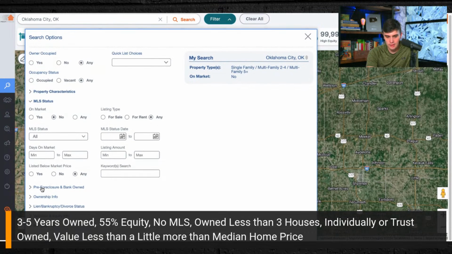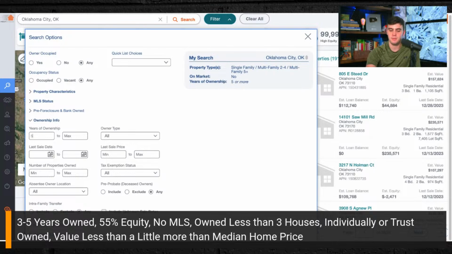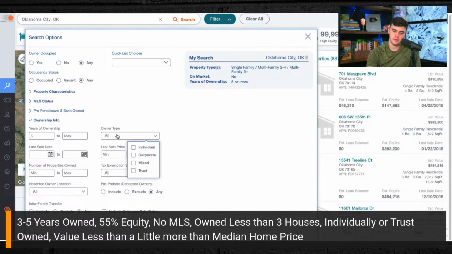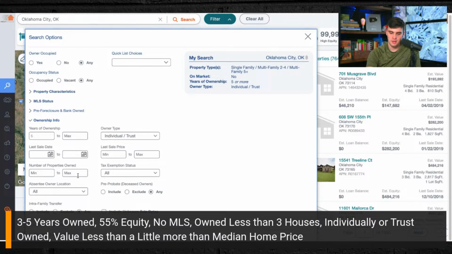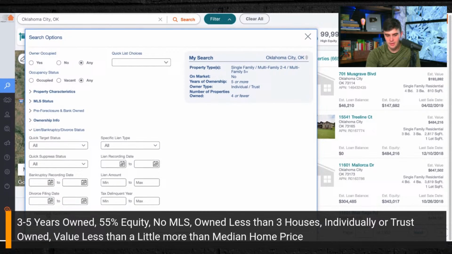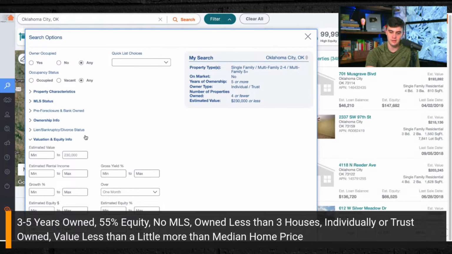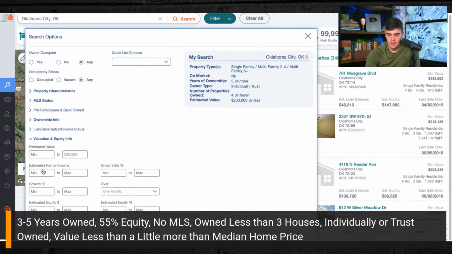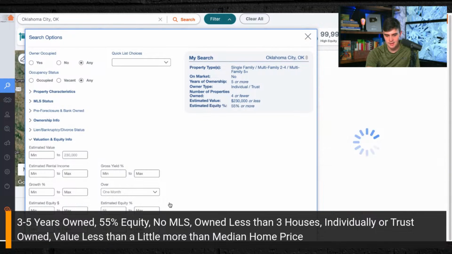Then we're going to go here. Ownership. Let's see if they want to own it for at minimum 5 years. Owner type, individual, and then trust. Make sure that they own at max, let's do 4 properties. And then other info I don't really care about. It doesn't really matter. Estimated value, nothing above $230,000. And let's do equity. Let's do at least 55%.